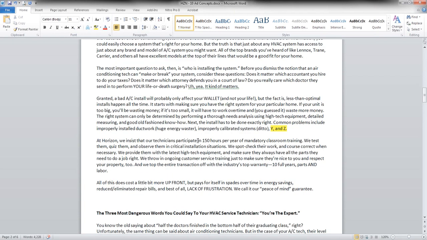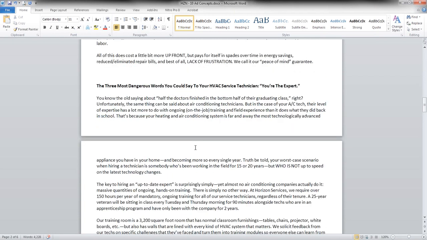Now, the 3 most dangerous words you could say to your HVAC technician: you're the expert. You know the old saying, half the doctors finished in the bottom half of their graduating class, right? Unfortunately, the same thing can be said about air conditioning technicians. But in the case of your AC tech, their level of expertise has a lot more to do with ongoing on-the-job training and field experience than it does with what they did back in school.